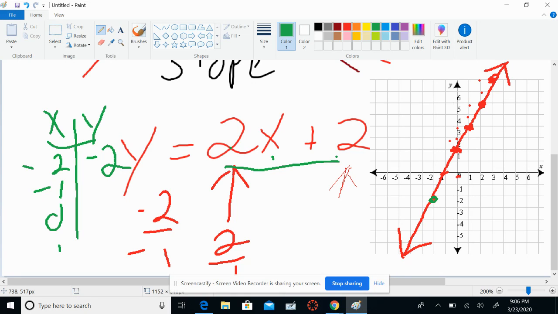You probably hear my dog breathing into the computer. He's sitting here on my lap while I'm doing this.